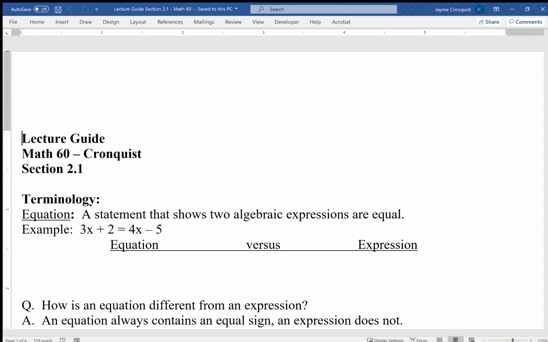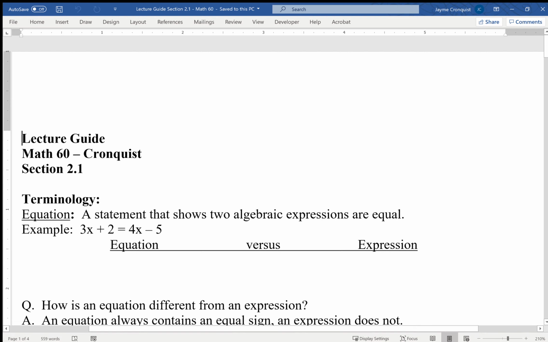Hello, today we're doing the lecture guide section 2.1 for Math 60.